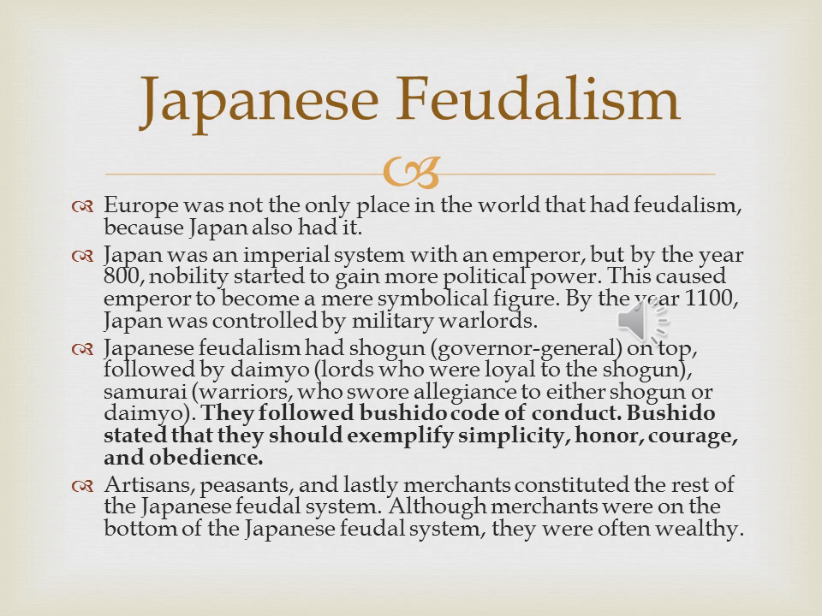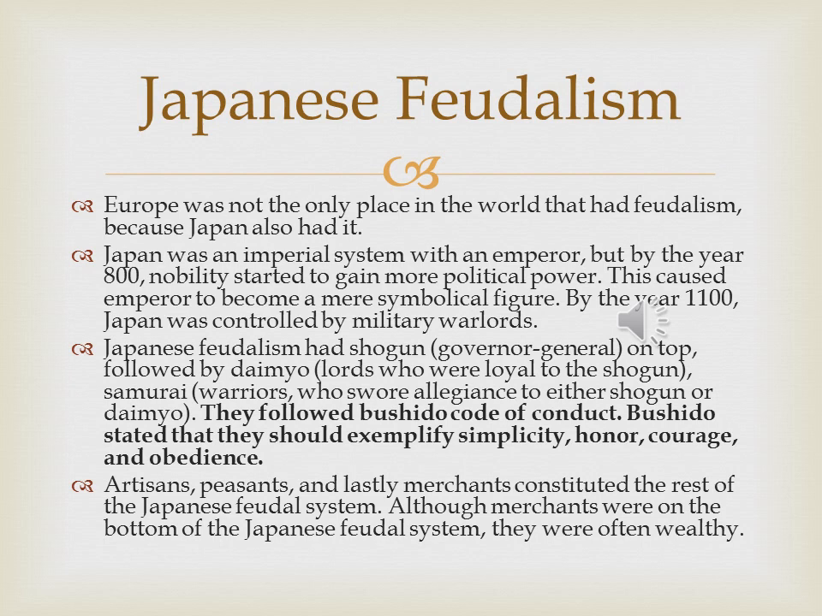Japanese feudalism had a shogun, who was a governor-general on top, followed by daimyo, who were lords loyal to the shogun, and samurai, warriors who swore allegiance to either shogun or daimyo. They followed the Bushido code of conduct. Bushido stated that they should exemplify simplicity, honor, courage, and obedience. You guys have to remember Bushido because it always shows up in the Regents. I've seen it show up multiple times. It's a very simple question, and oftentimes students get it wrong because they haven't studied it.